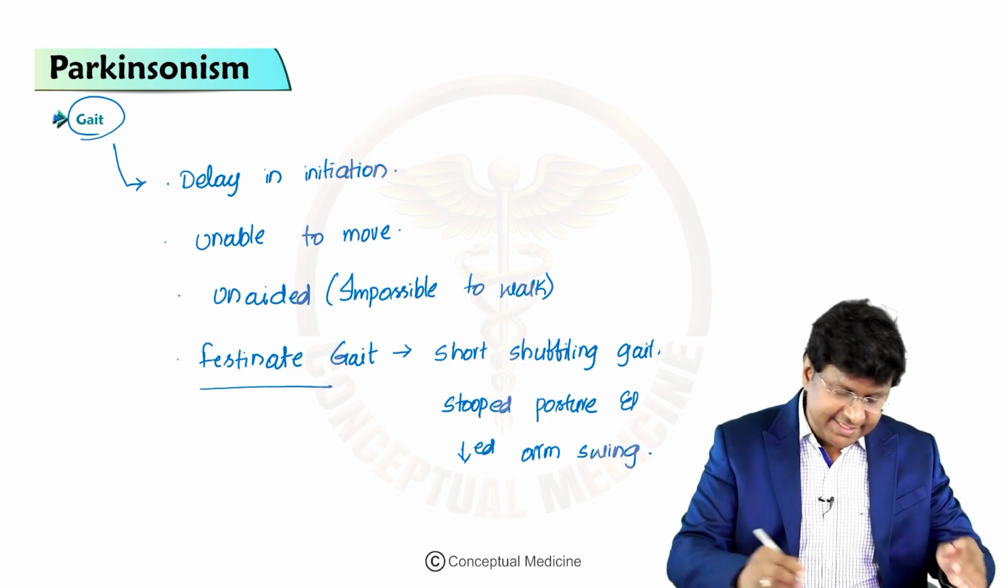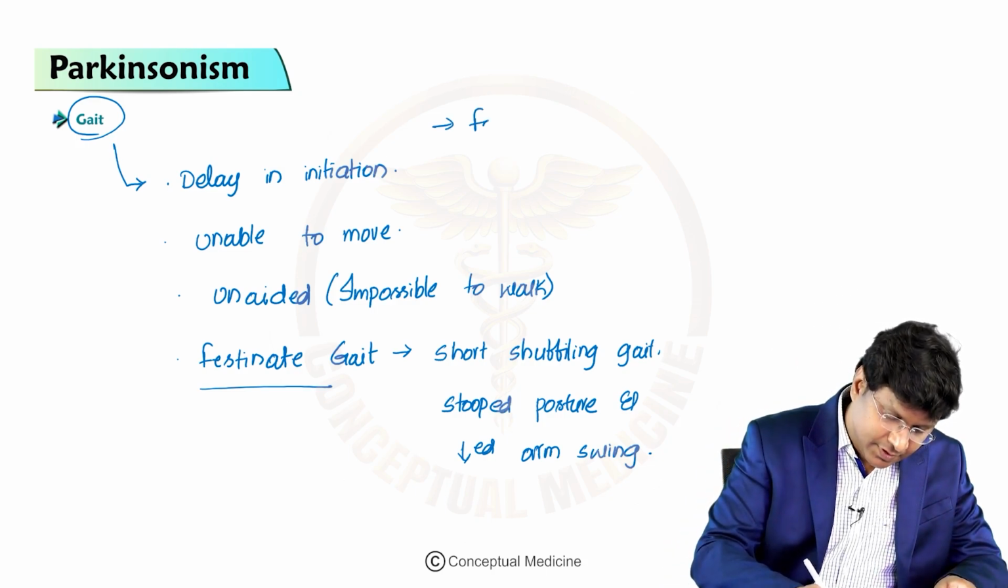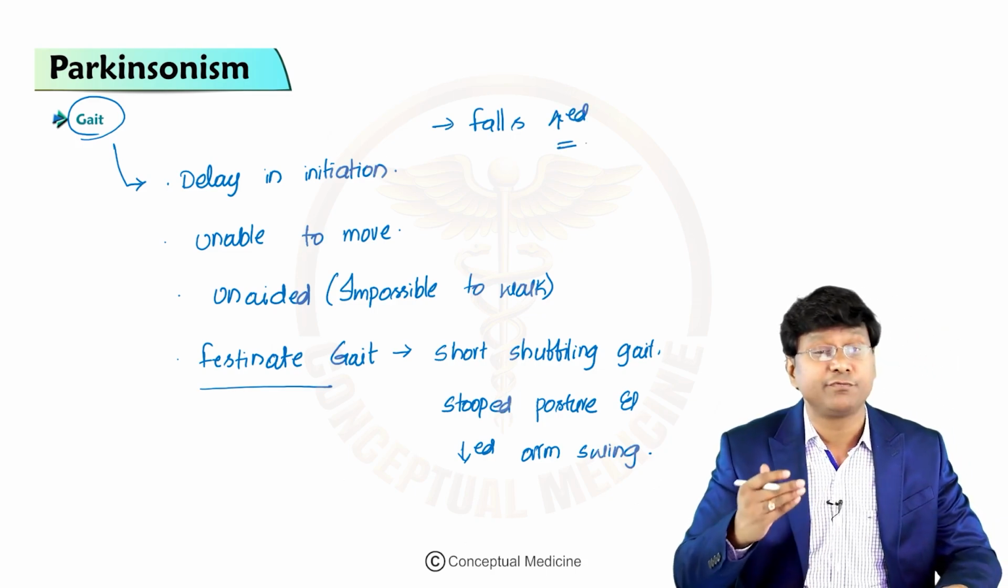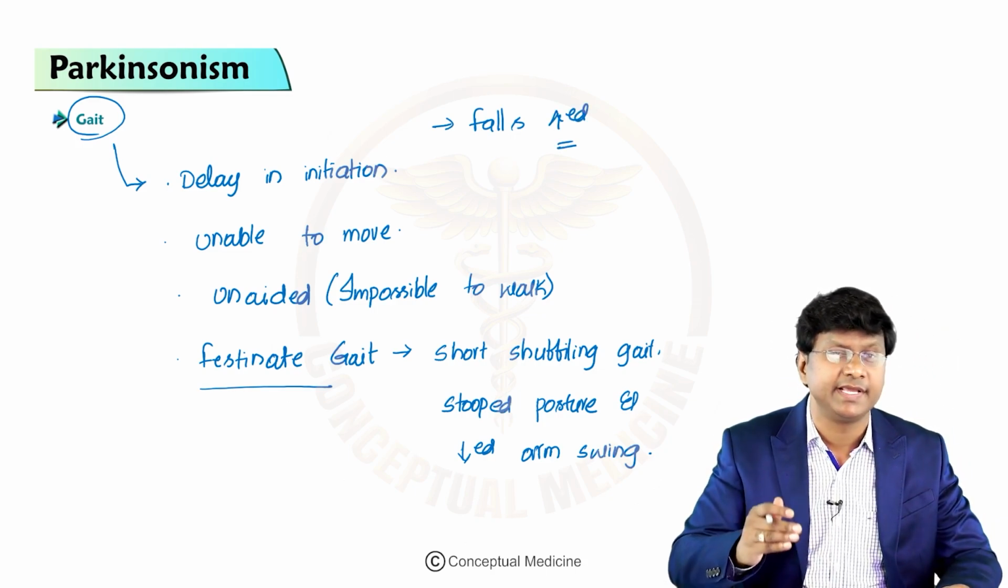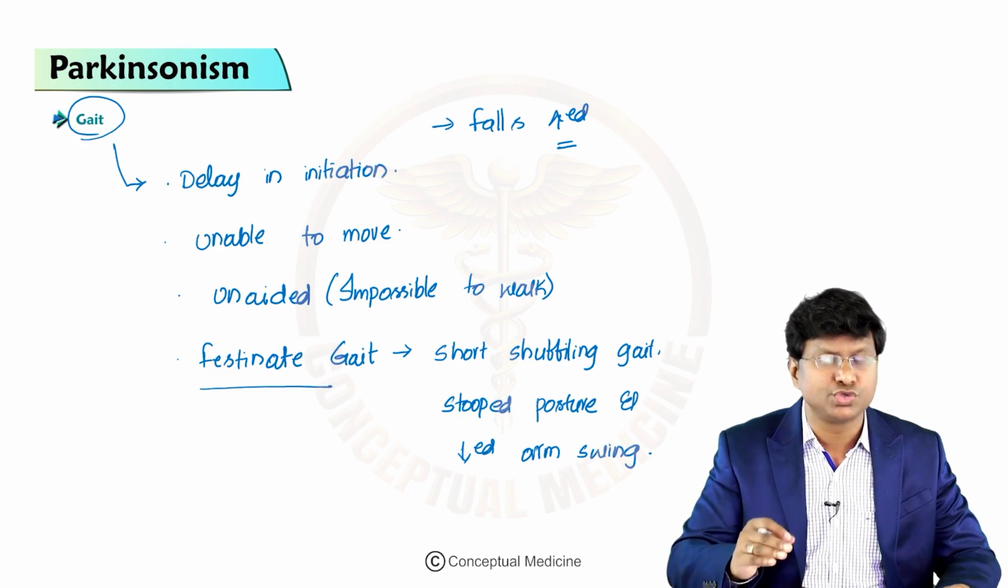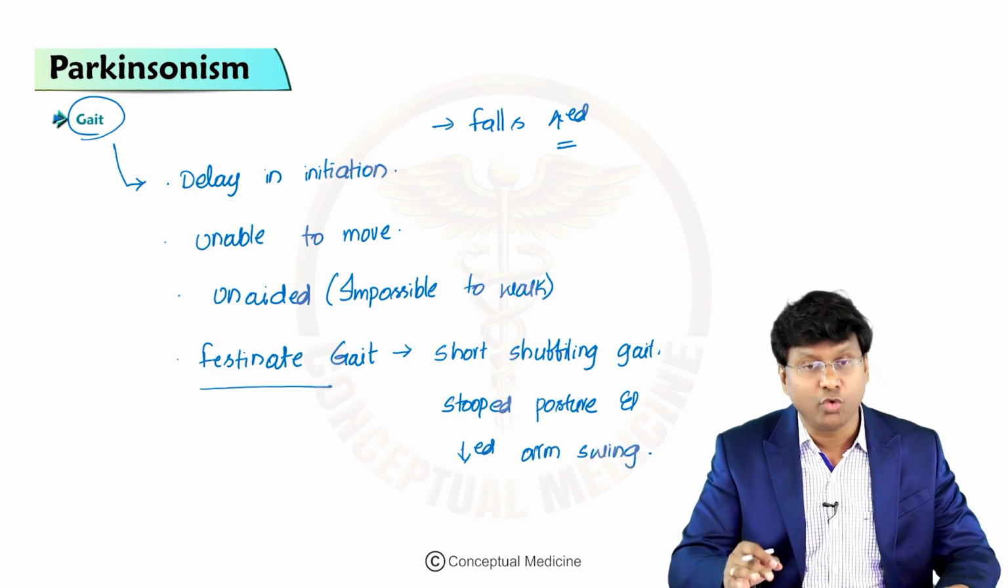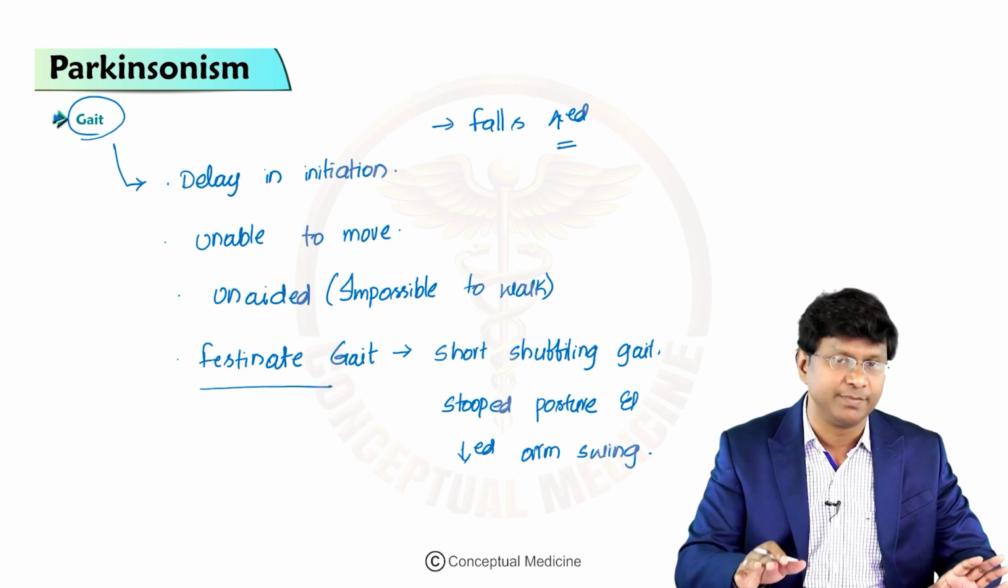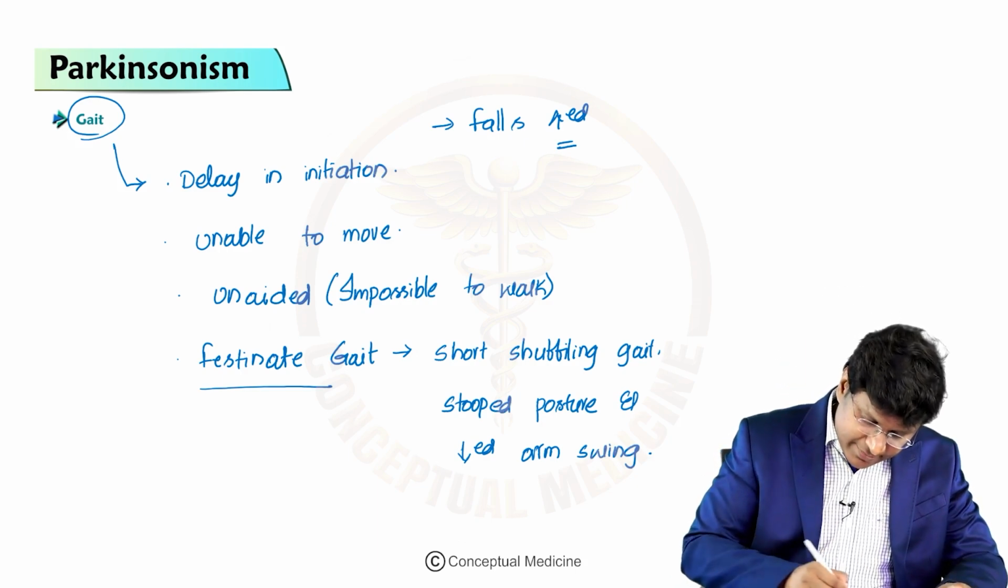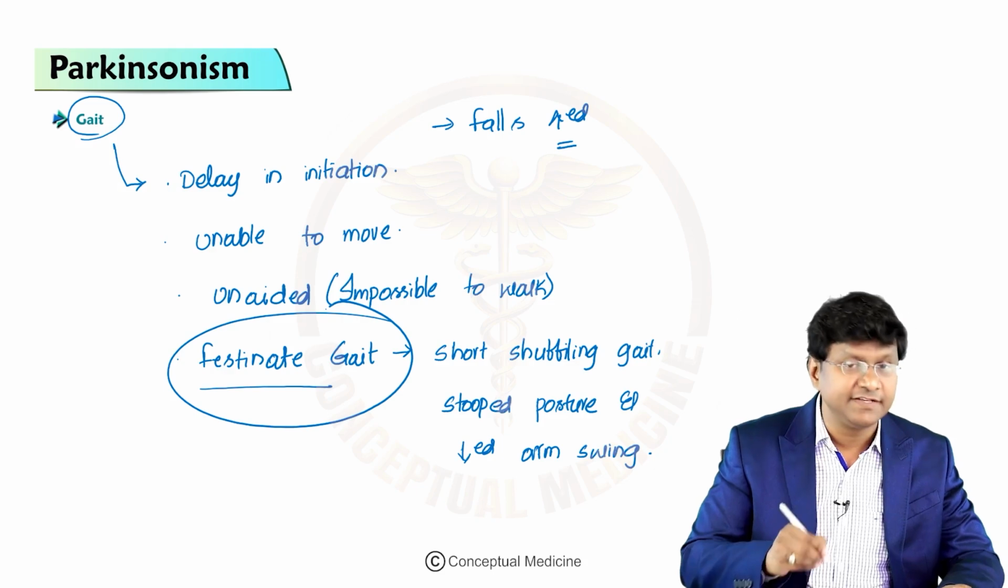And in these individuals there is increased falls. Right, falls increase and the gait develops into a typical slow shuffling walk with small steps on a narrow base. What exactly do you mean by this word, the festinate?